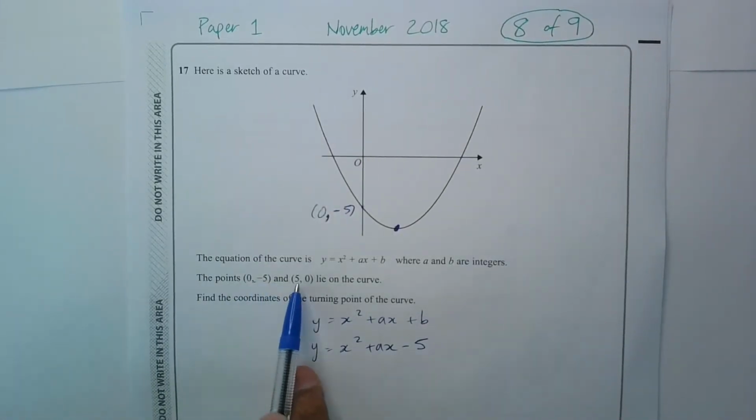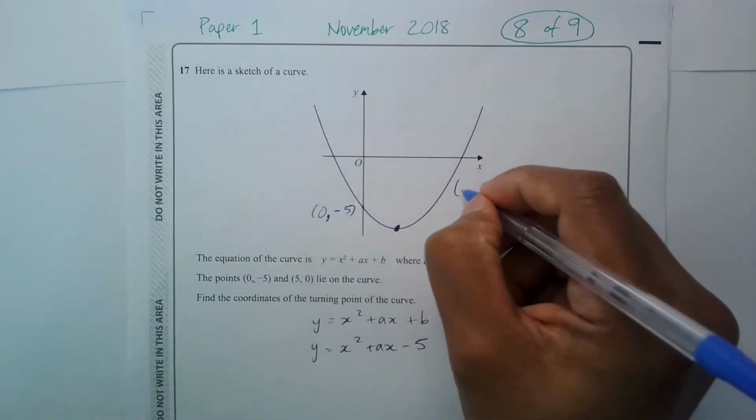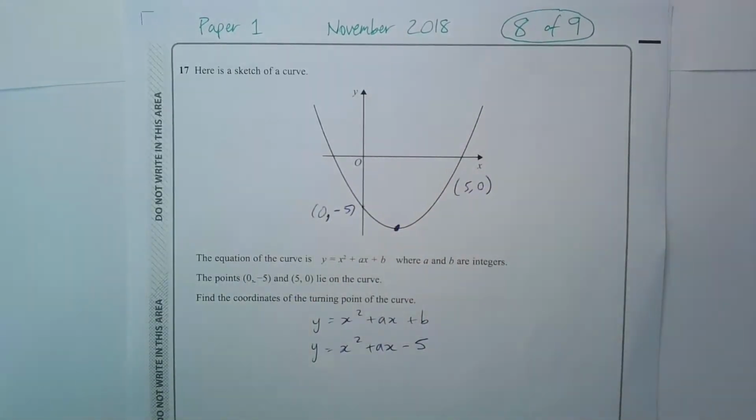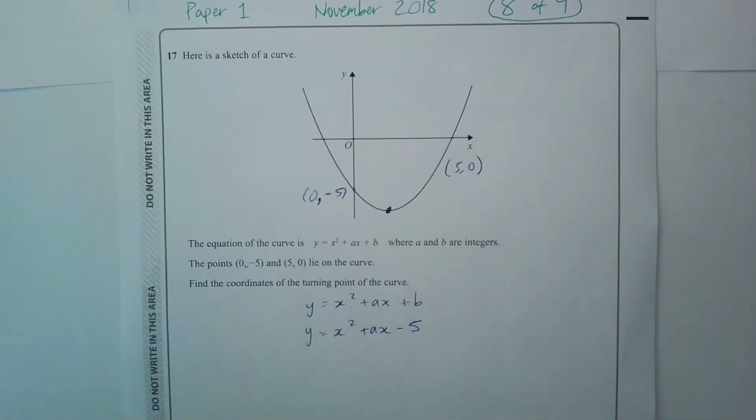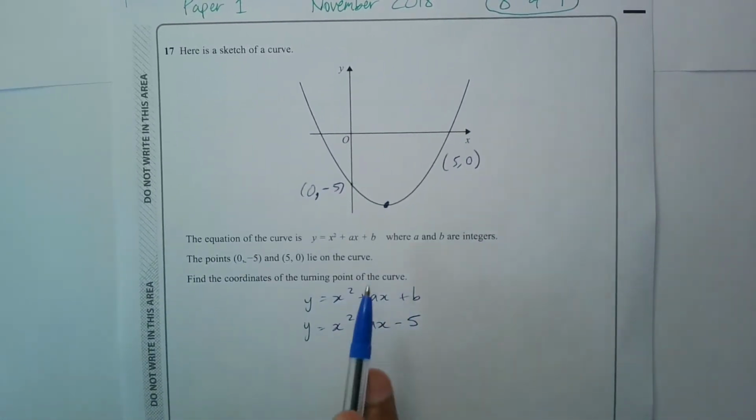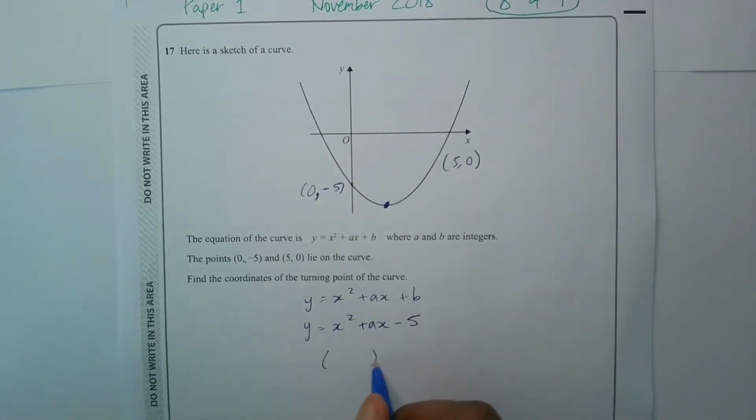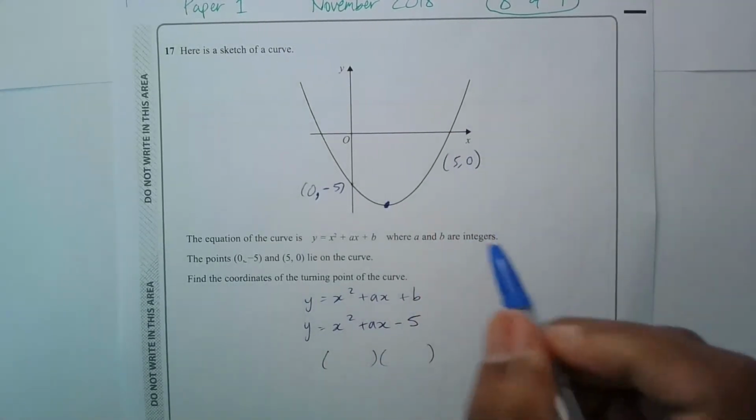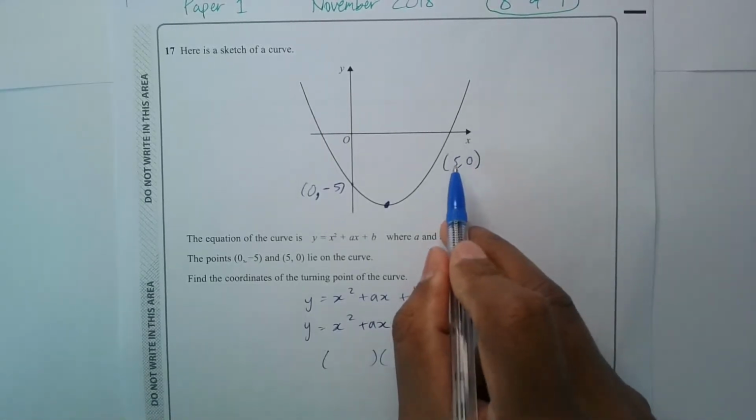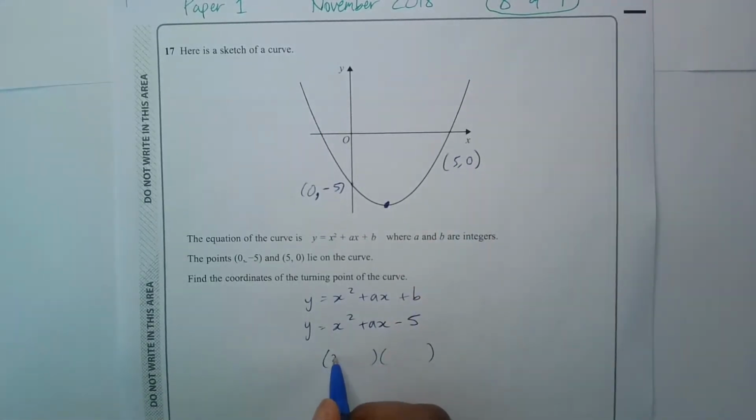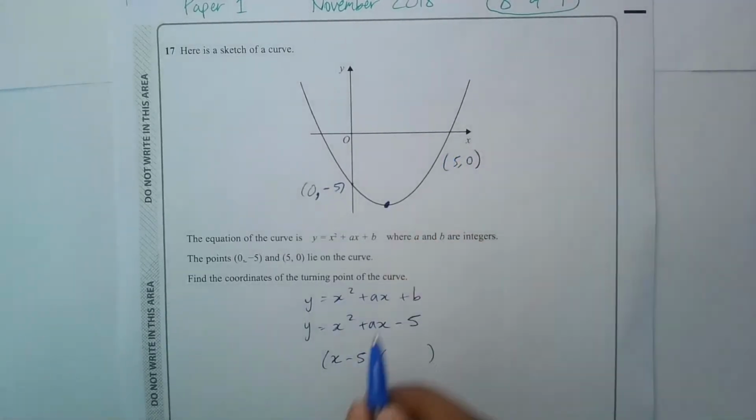So that's the first thing I've got. The points (0, -5) and (5, 0) lie on the curve. So we've got (5, 0) there. So now that we have that, I've got a root. So I can start factorizing this. So when I factorize, I've got this. So that means that for the root to be 5, it must be x minus 5, because 5 take away 5 is 0. So that's that.